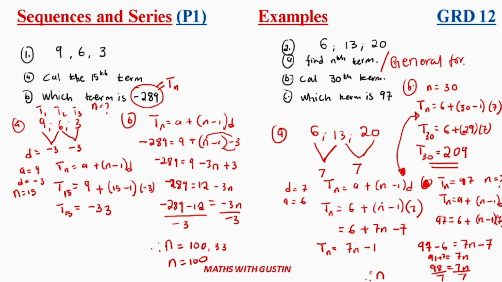98 divided by 7 on my calculator is giving me 14. So therefore it means term number 14 is what is equal to 97. And this is an example just to illustrate some of the things that they will ask you on arithmetic sequences.